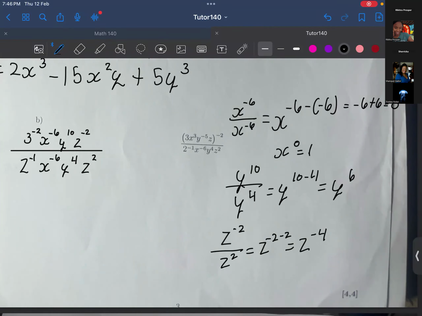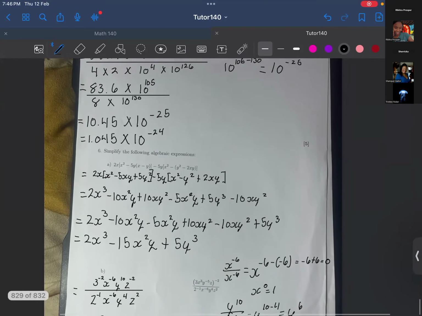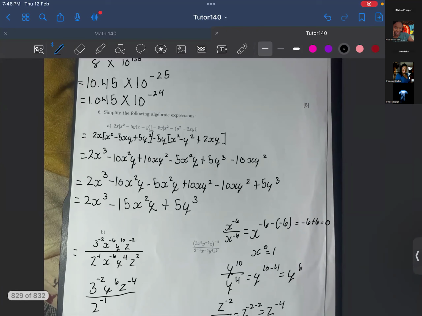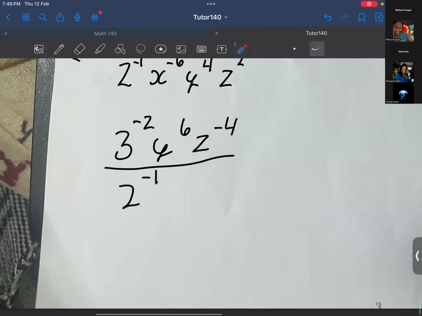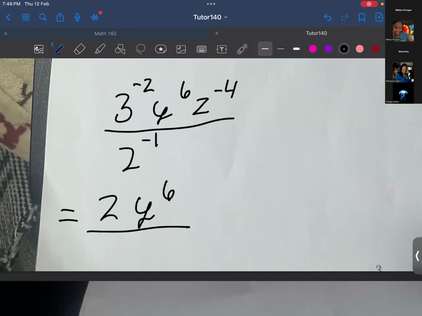Okay, so now we're going to put all our values back. So we have 3 to the power negative 2, and then y to the power 6, and then z to the power negative 4, divided by 2 to the power negative 1. Our instructions were to simplify the following algebraic expressions. Normally, they don't want you to leave any negative exponents. So to get rid of these negative exponents, switch their places. So put this in the numerator, put this in the denominator, put this in the denominator. So now we have 2 y to the power 6 divided by 3 squared, z to the power 4.